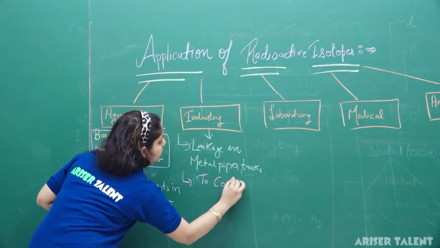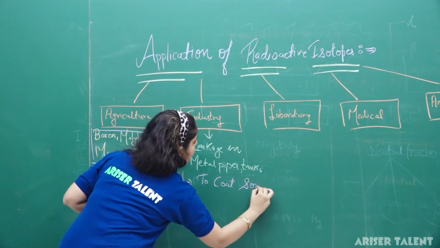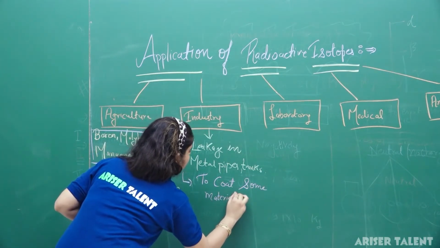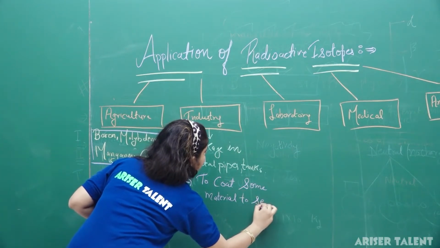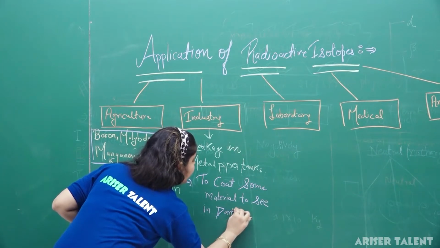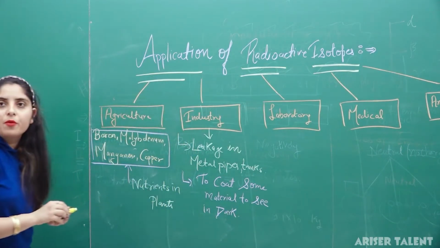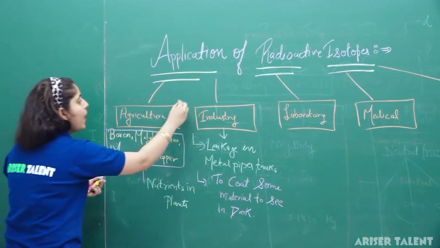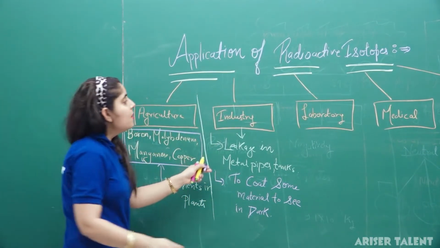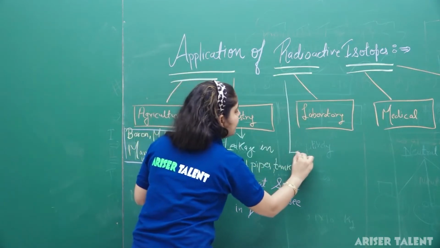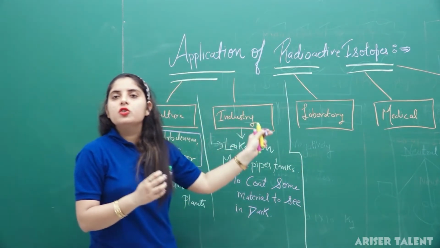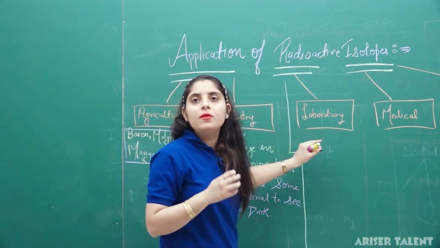The second application is to coat some material to see in the dark, because radioactive particles have a tendency to emit certain types of radiations. So here are the two applications of radioactive isotopes, first in the field of agriculture and second in the field of industry. Now we will deal with the third application of radioactive isotopes, that is in the case of laboratory.